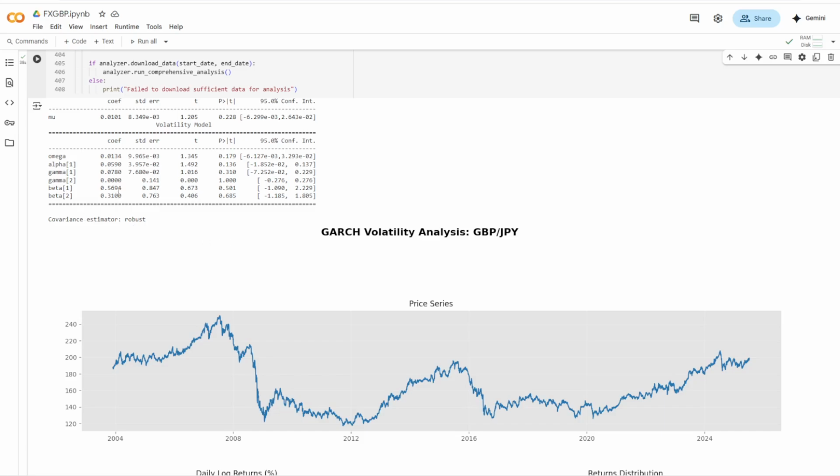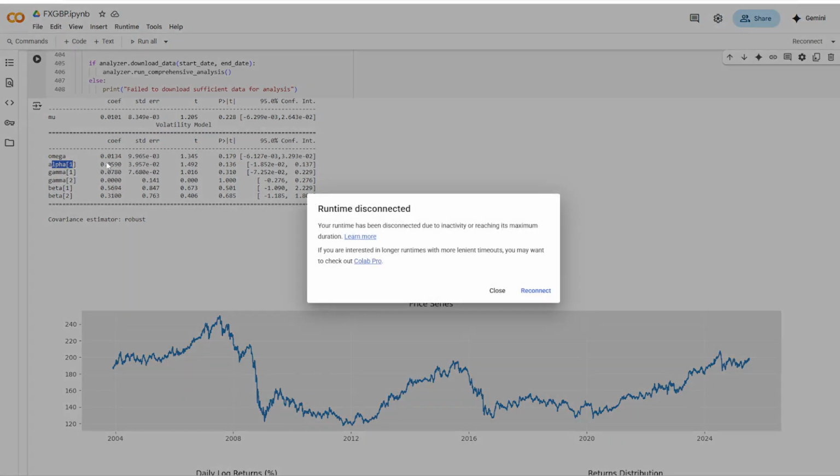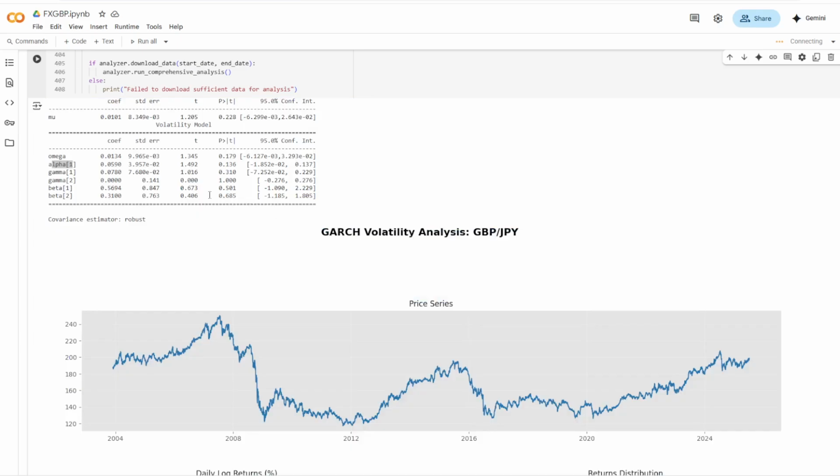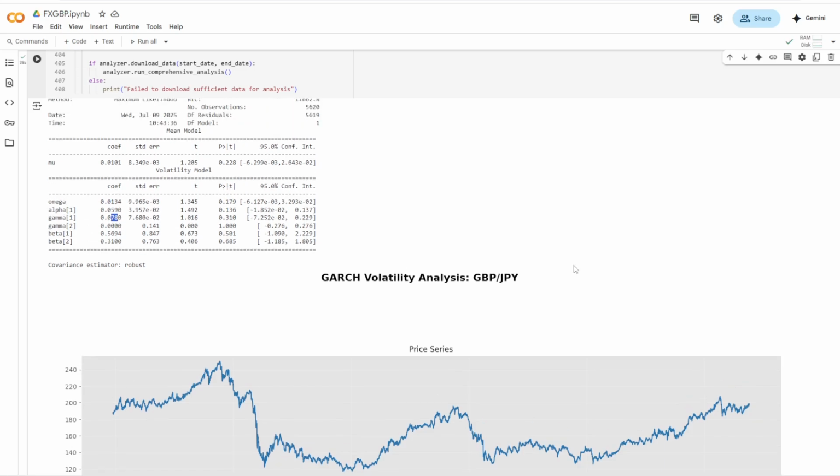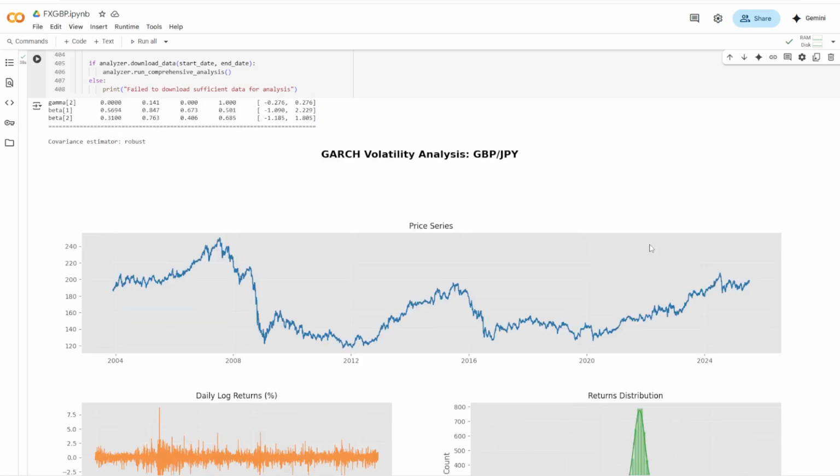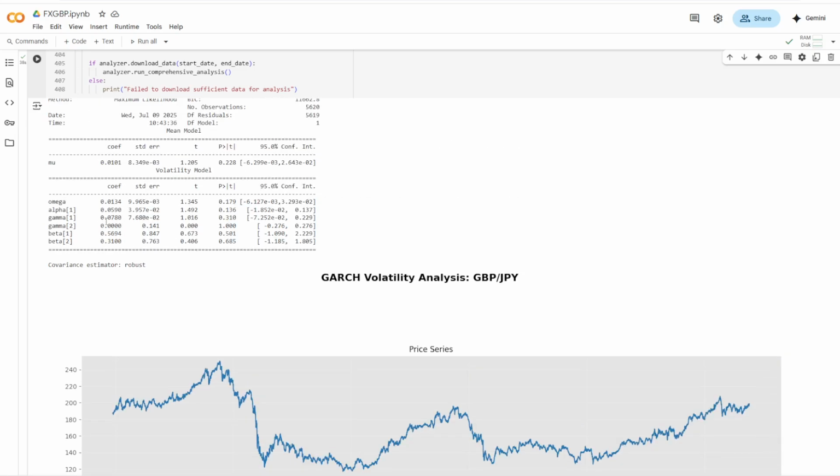So the alpha parameter here accounts for 5.9% in pound Japanese yen. The gamma parameter accounts for 7.8%. So when there is a negative shock in volatility, it amplifies by 7.8%, or by 0.078 units. And the beta parameter here is not even close to 1.